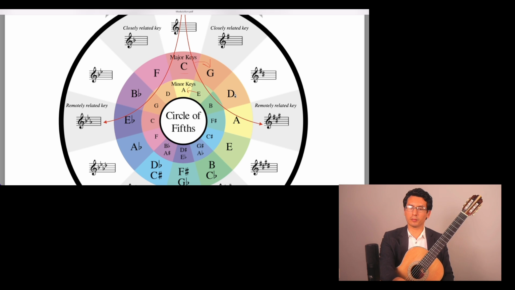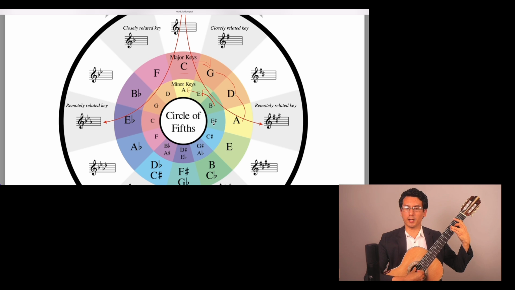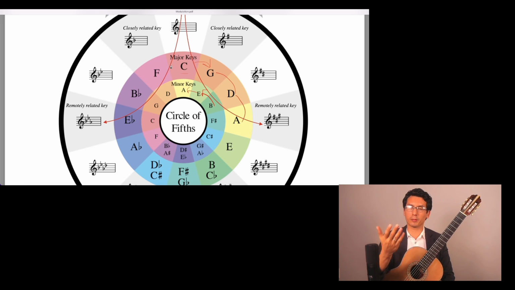So then we can go from D to G. And then we can go from B to E minor. And then we can go from A to D. And we can go from F sharp major to B minor. And so on. We can just keep going through the whole circle, and you can work on your dominant and tonic for every key relatively quickly.